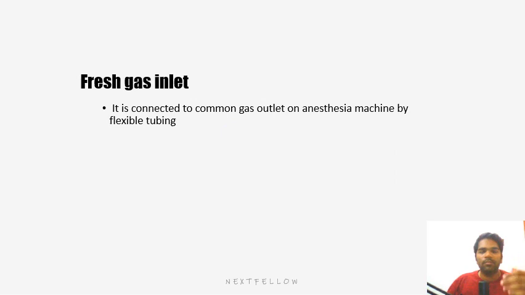We'll go further. The fresh gas inlet is connected to the common gas outlet on the anesthesia machine by a flexible tubing. The anesthesia machine has three components: one is the high pressure system, the intermediate pressure system, and the low pressure system. After passing all these three systems, the gas will enter the fresh gas flow. The fresh gas flow will go to the circle system. So the circle system is different, the anesthesia machine is different. We will see about the three systems, cylinders, and vaporizer in a separate class. For your level, for MBBS level, we will discuss only salient points.